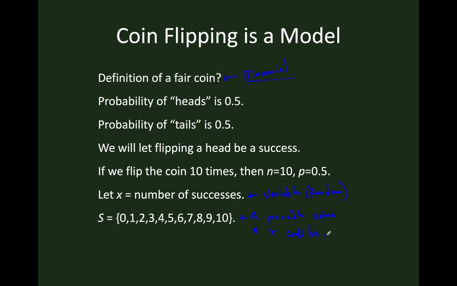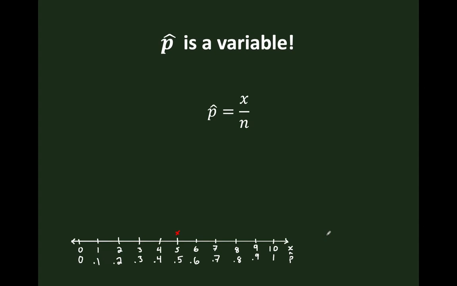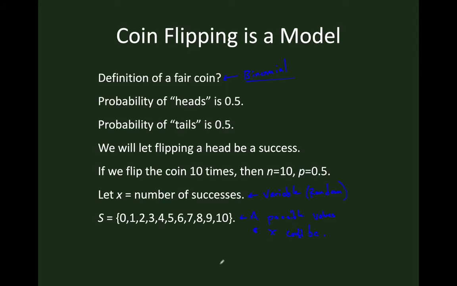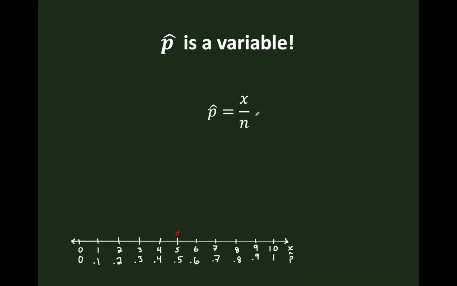Now we need to think about p-hat as a variable. First of all, I want to illustrate the formula for calculating p-hat. This is the number of successes, that's our X value, divided by the number of trials. For example, if X turned out to be 5 and N is 10, that means we would have had a result of 0.5 here.